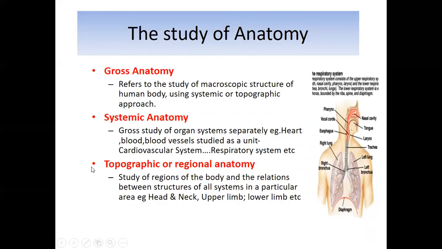Then the third one is topographic or regional anatomy. Topographic or regional anatomy is the study of regions of the body and the relations between the structures of all systems in a particular area. For example, head and neck is considered one region, the upper limb is one region, and the lower limb. So topographic or regional anatomy is based on the region.